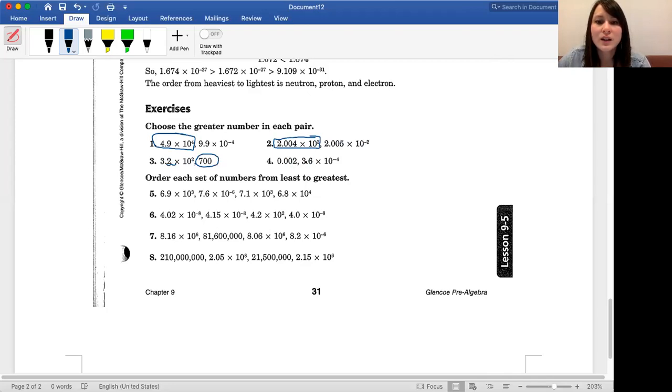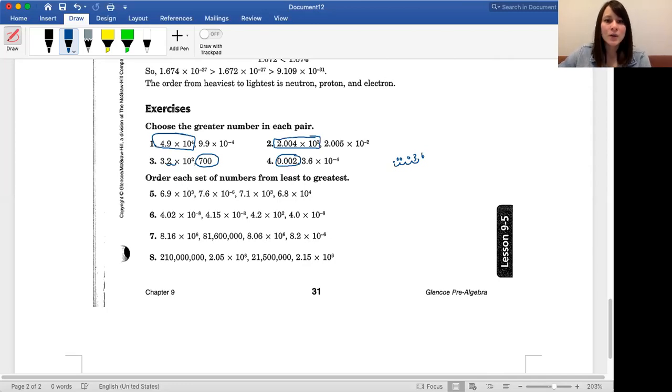0.002 and then 3.6 times 10 to the negative 4. So I might actually have to work this one out. 1, 2, 3, 4. So this actually has 3 zeros in front of the 3.6, whereas this has only 2 zeros. So I think this one's greater.